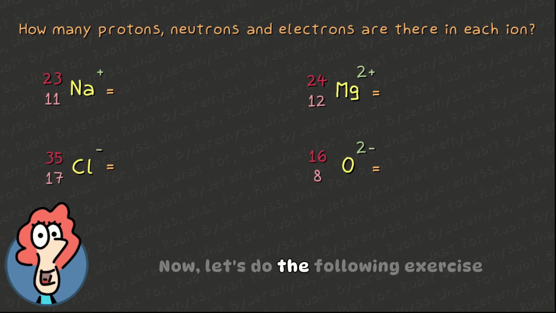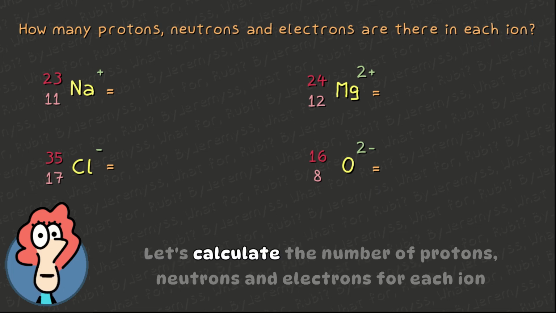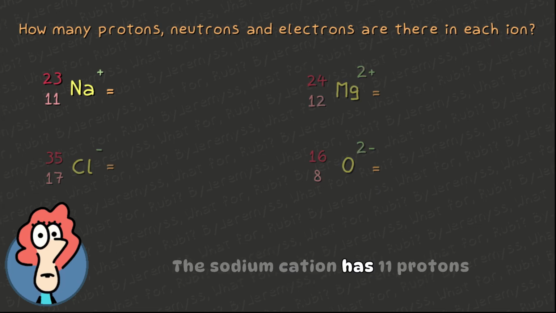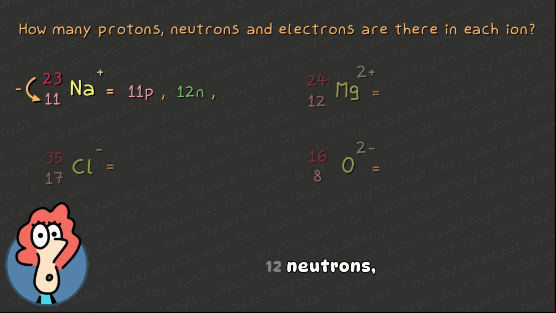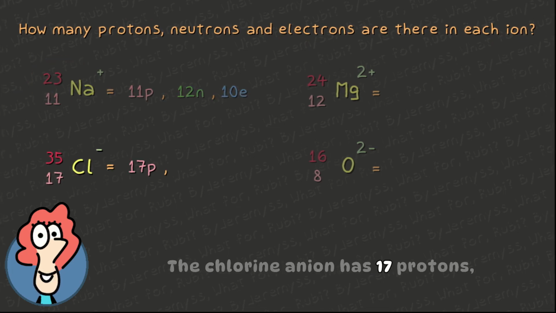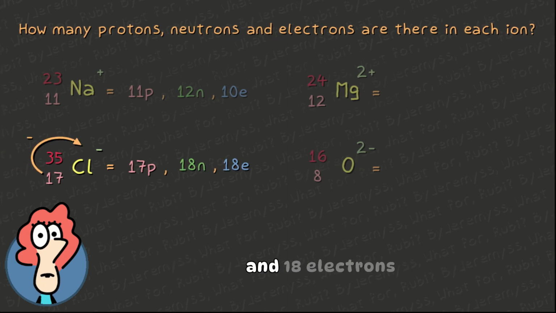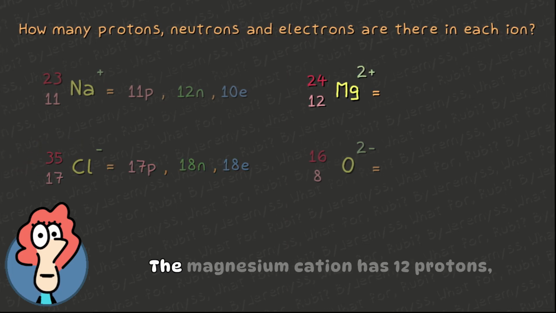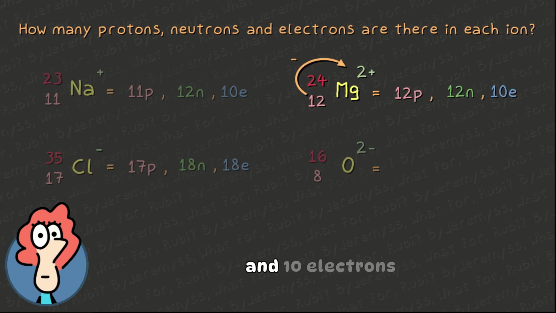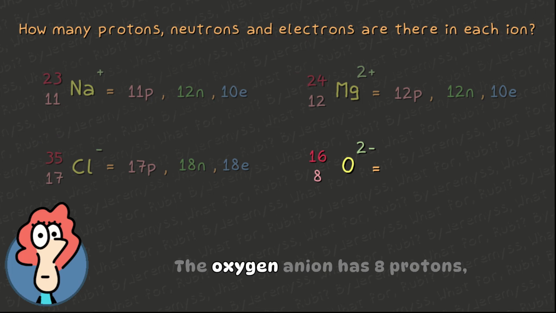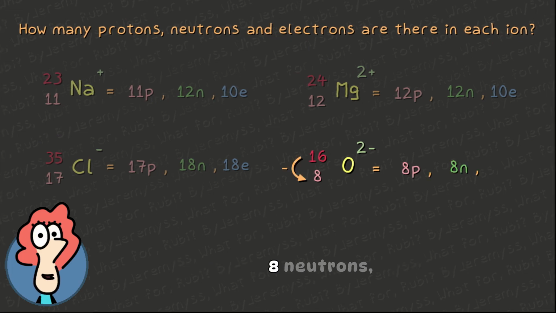Now, let's do the following exercise. Let's calculate the number of protons, neutrons, and electrons for each ion. The sodium cation has 11 protons, 12 neutrons, and 10 electrons. The chlorine anion has 17 protons, 18 neutrons, and 18 electrons. The magnesium cation has 12 protons, 12 neutrons, and 10 electrons. The oxygen anion has 8 protons, 8 neutrons, and 10 electrons.